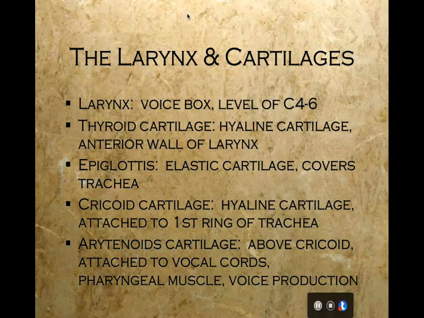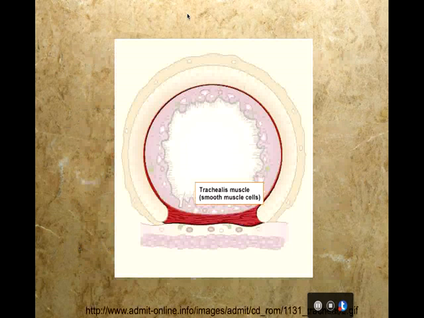The cricoid cartilage is made of hyaline cartilage and attaches to the first ring of the trachea. The arytenoid cartilage sits above the cricoid cartilage and attaches to the vocal cords and the pharyngeal muscle. This cartilage is involved in voice production. The trachea is held open by hyaline cartilage rings and is lined with simple ciliated columnar epithelia, which you can see in this illustration.